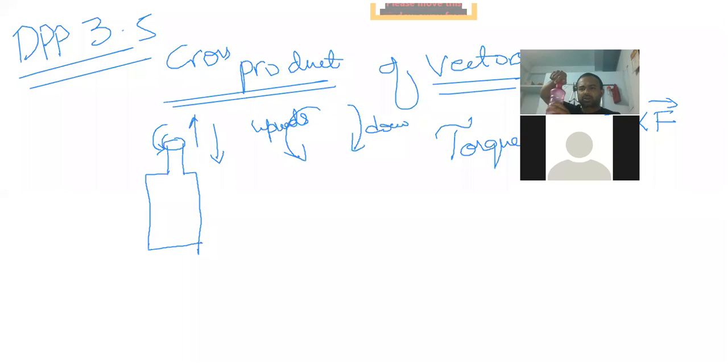See here, torque. See my fingers. This is the cap of the bottle. Observe, I am rotating it. Then what happens? The cap is either coming up or going down. This upward or downward going of the cap is due to torque. What is the torque? R bar cross F bar, I am telling you.